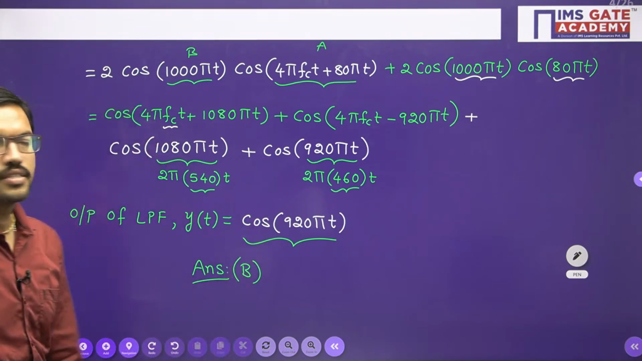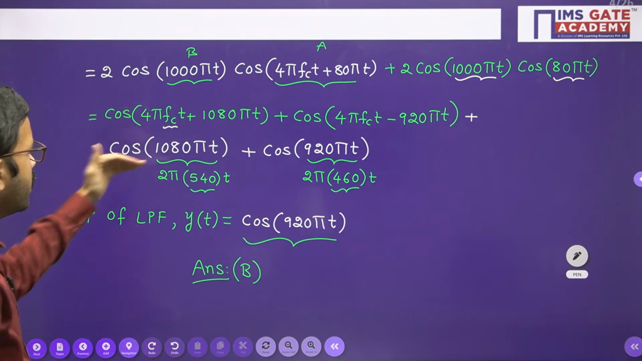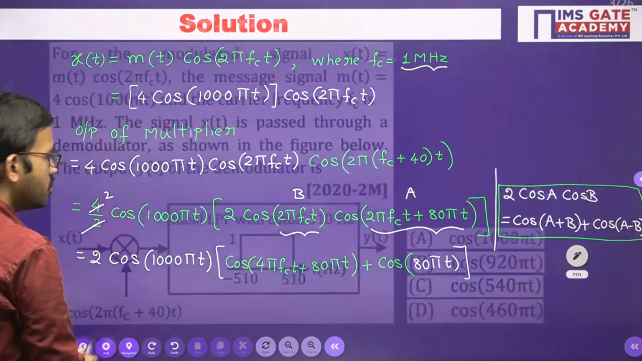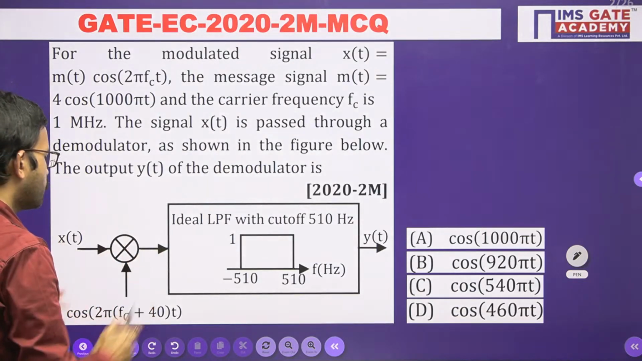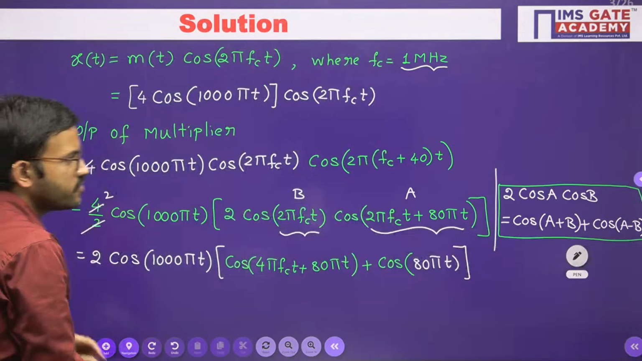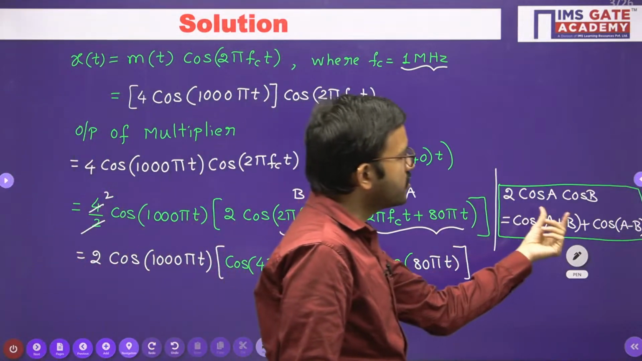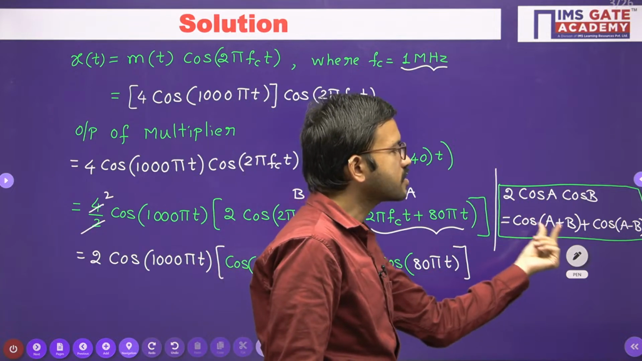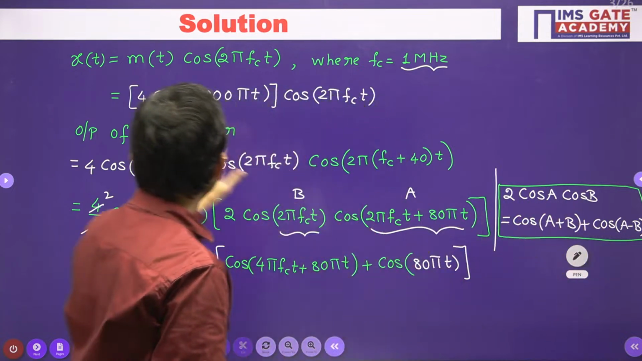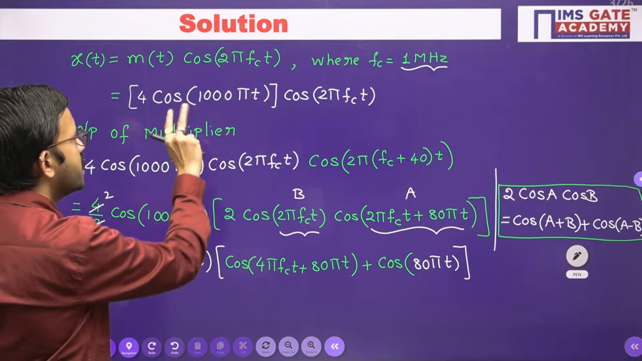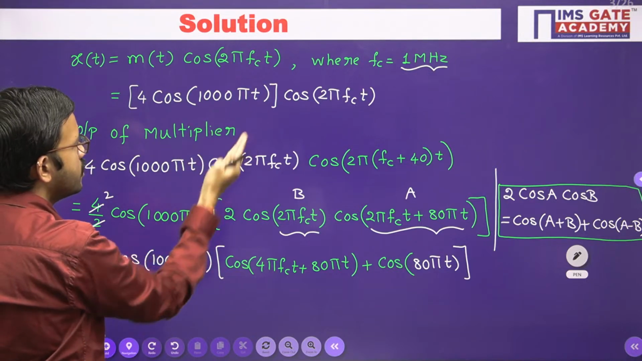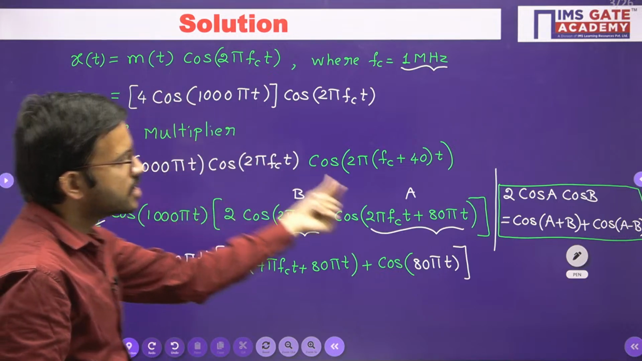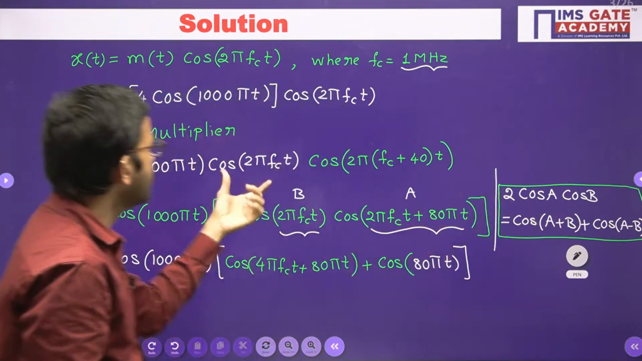Here, for understanding purposes, I have solved this question completely, but once you understand the mechanism, whatever operation we do with the help of this trigonometric equation, like 2 cos A cos B means cos of sum plus cos of difference, instead of writing all the steps you can directly write the sum of frequencies and difference of frequencies. 2 cos A cos B is nothing but cos sum plus cos difference. Like that, you can analyze.